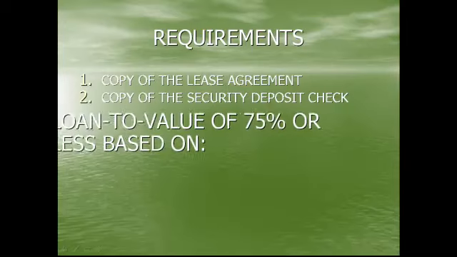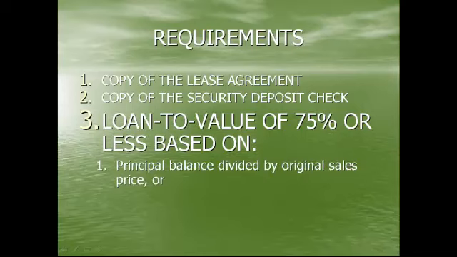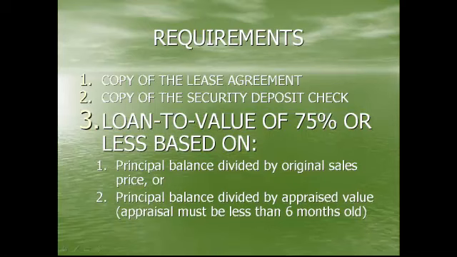The third one that I want to make sure people understand is that an individual who wants to do this has to have a minimum of 25% equity in the property they're vacating in order to use the rental income they're going to get off that property. This loan-to-value ratio is going to be determined in one of two ways. First of all, we're going to take the principal balance and divide it by the original sales price, or we're going to take the principal balance and divide it by the current appraised value. Note that the appraisal must be less than 6 months old.